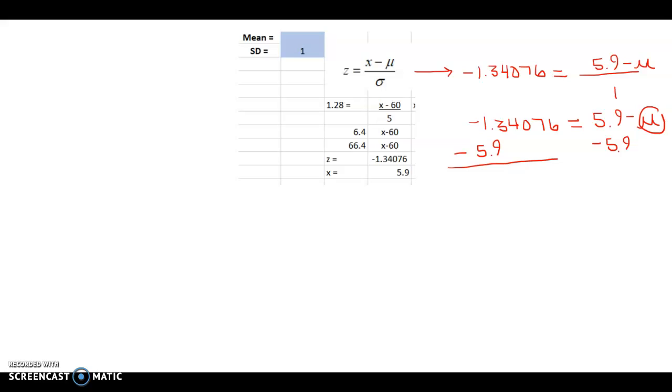And we get negative 7.24076. And we now know that that is equal to, because these go away, negative mu. That means positive mu would be just the opposite of that. So mu in our case would be equal to 7.24076.